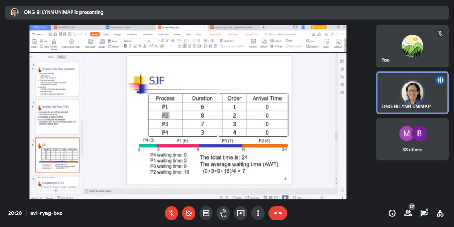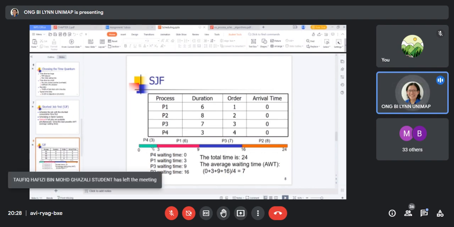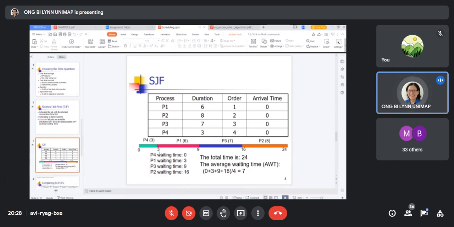All right, so let us look into the Gantt chart together. P4 goes into the queue first, which has 3 units, followed by P1, which is 6 units. So 3 plus 6 equals 9. Then we go to P3, which is 7 units, so 9 plus 7 equals 16. Lastly, P2, which has 8 units, so 16 plus 8 equals 24.